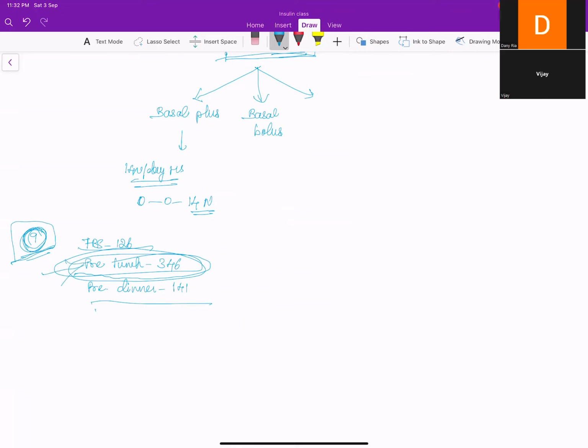Last week we discussed high glycemic variability. Remember, Indian diets will have such a high glycemic variability. So we found out that it is pre-lunch.